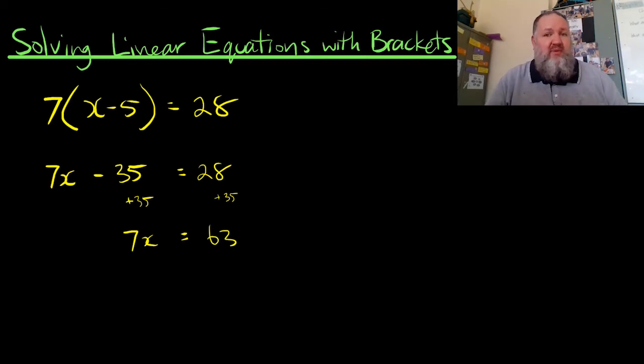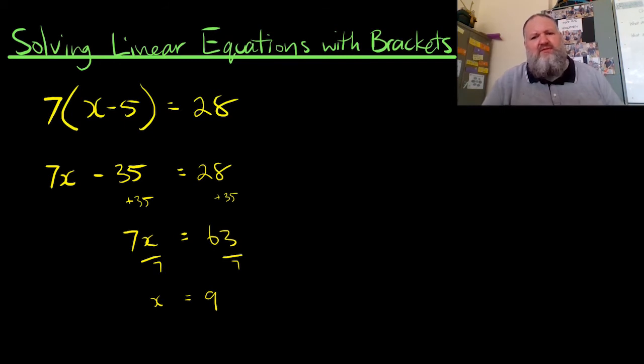Same questions. Is my unknown by itself? It isn't. It's being multiplied by 7. What's the reciprocal function? It'll be divide by 7, and I do that on both sides. I divide both sides by 7, and I end up with my value of x is equal to 9. That's easy. We've done that sort of stuff before.